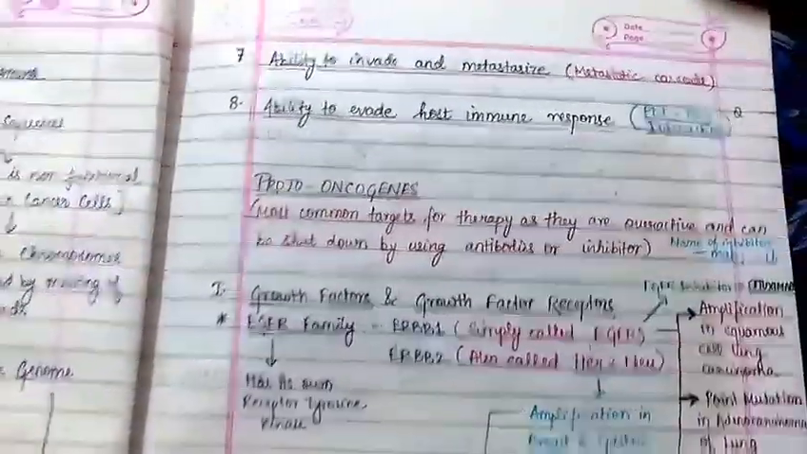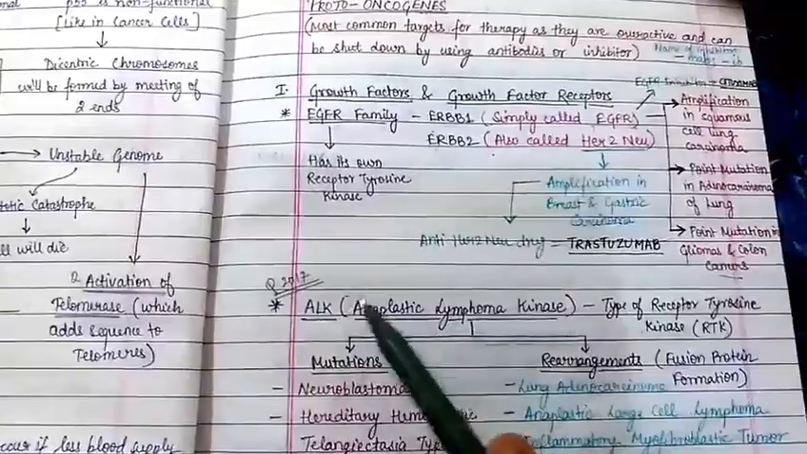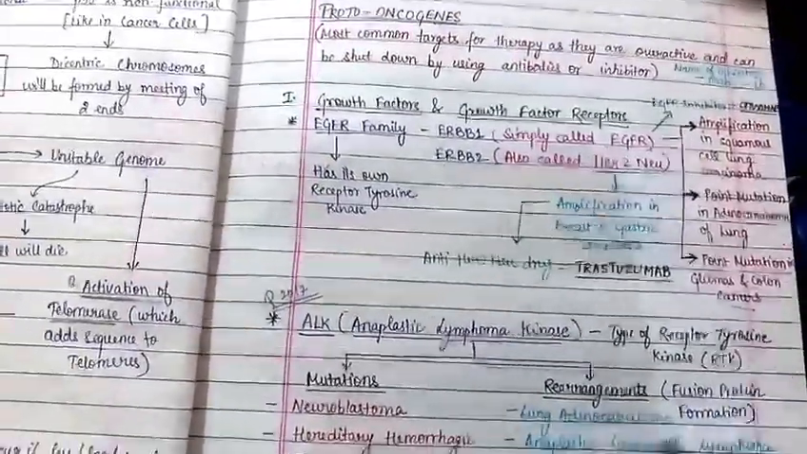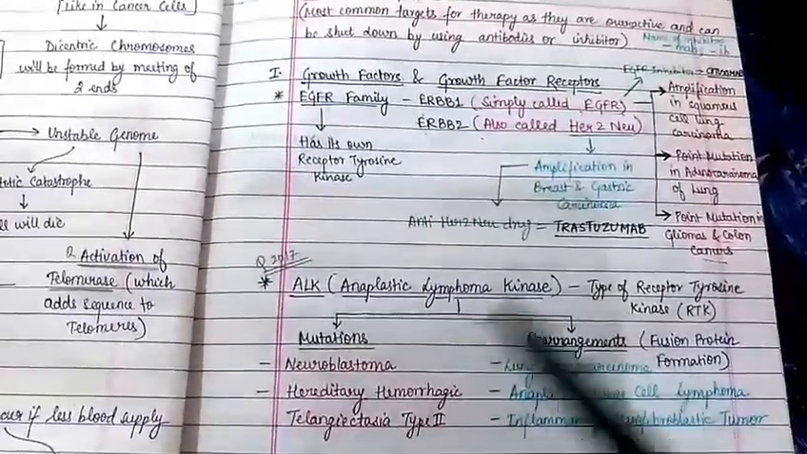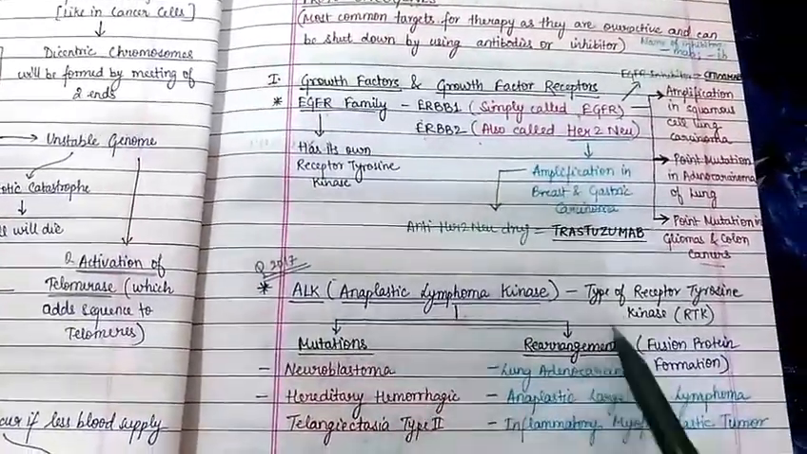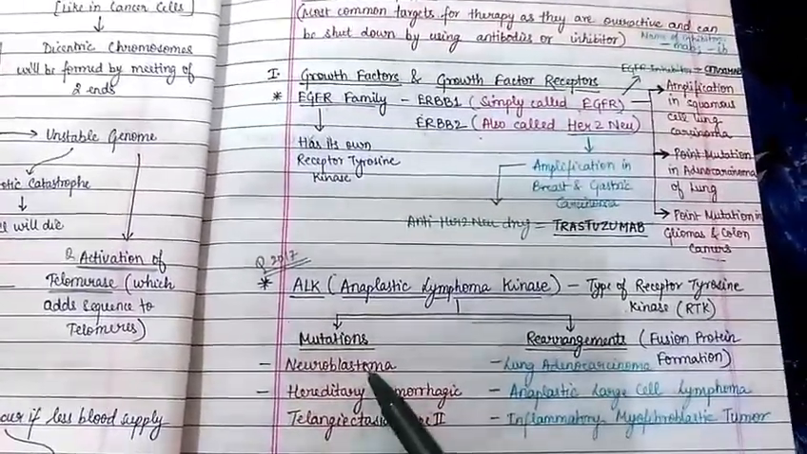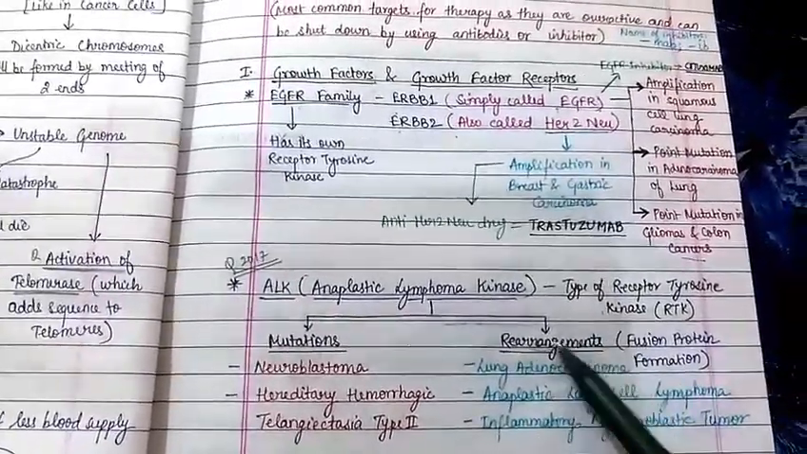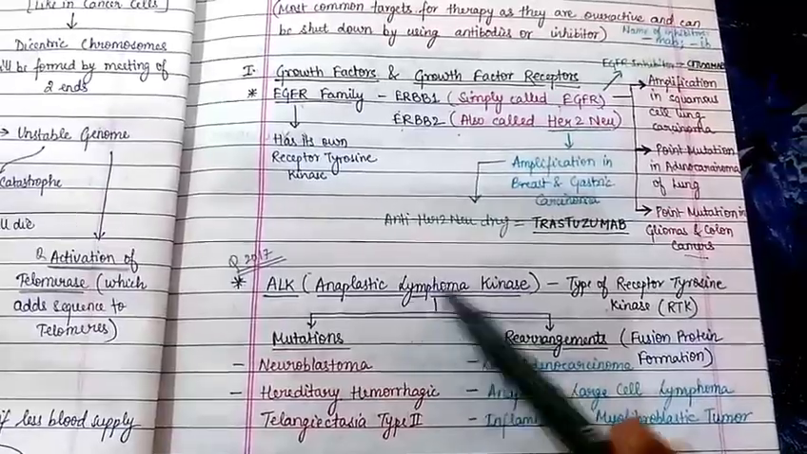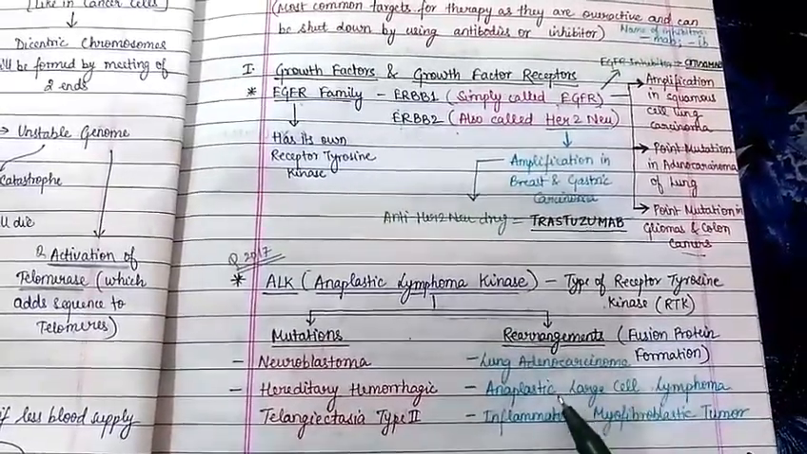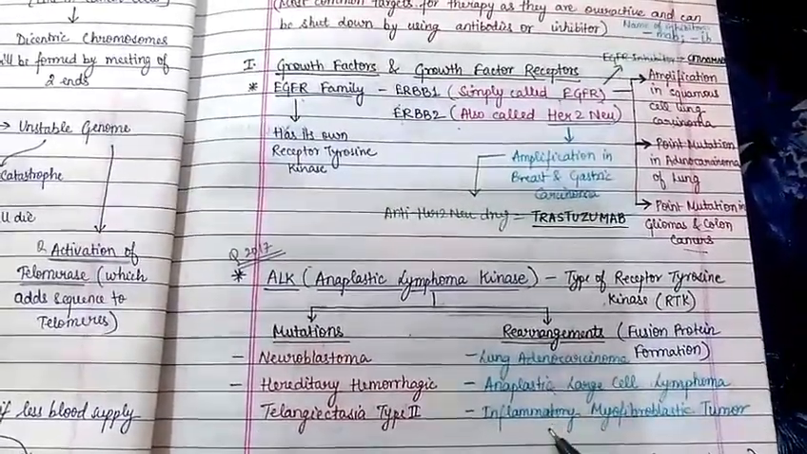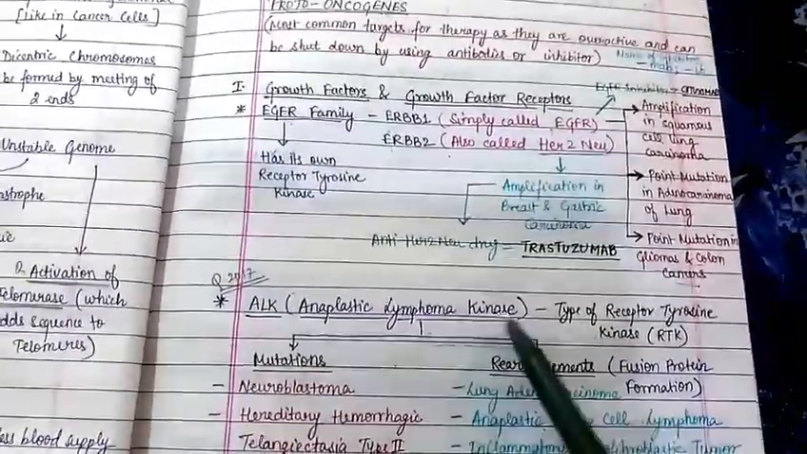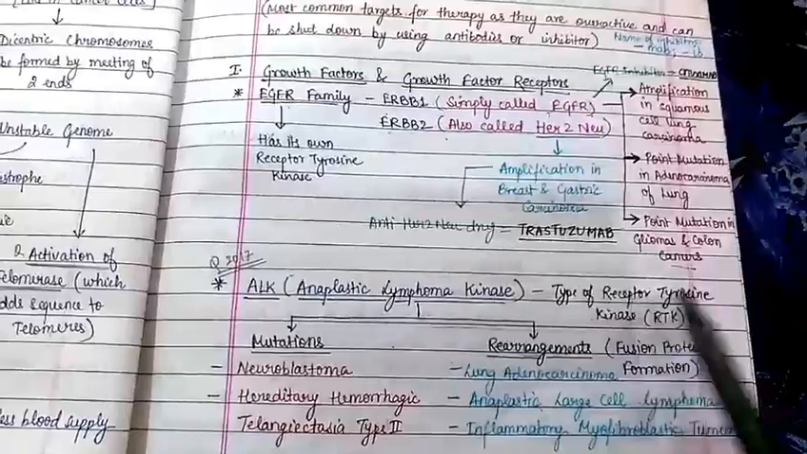Now the second one is ALK, that is anaplastic lymphoma kinase. This is also a type of receptor tyrosine kinase, and there will be two types of changes in this, either mutation or rearrangement. Mutation in ALK leads to neuroblastoma. The rearrangement in ALK can lead to lung adenocarcinoma, anaplastic large cell lymphoma, and inflammatory myofibroblastic tumor. Clear?